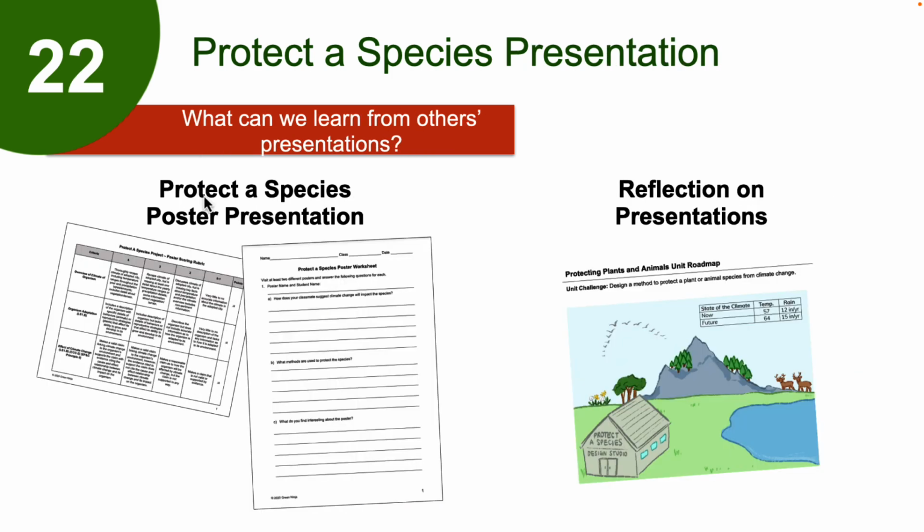In the next lesson, it's time to present our posters. Half the class will stand with their posters, while the other half circulates around taking notes using a worksheet. Then they switch roles. At the end, the class reflects on what they learned from one another and how it fits into everything that they saw in the unit roadmap.